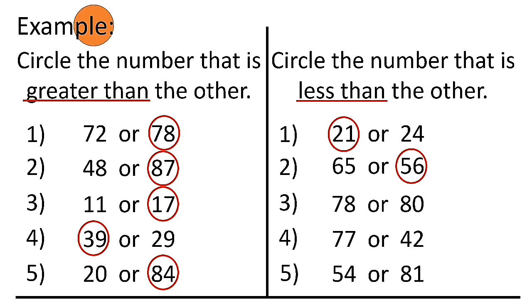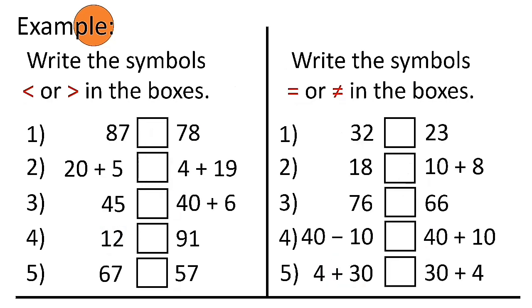Here, number three, 78 or 80? Yes, of course, that's 78. Number four, 77 or 42? Yes, that's 42. Number five, 54 or 81? Yes, that's 54. Good job. Okay, another example. Write the symbols less than or greater than in the boxes.